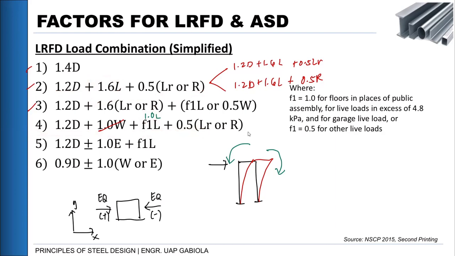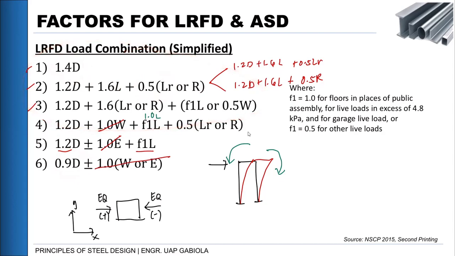Okay? Same explanation with number 5. Wala tayong earthquake, pero 1.2 D and live load lang. So mas mataas pa din to kasi may 0.5 LR pa siya. And then dito, wala tayong value nitong wind at earthquake. 0.9 D lang siya, may 1.4 dead load tayo dito. So, hindi siya mag-govern. Okay? So, ang mag-govern o magagamit lang natin is yung tatlong load combo.